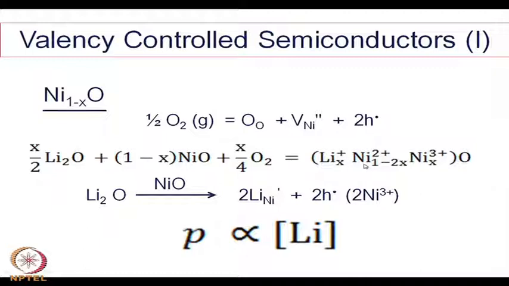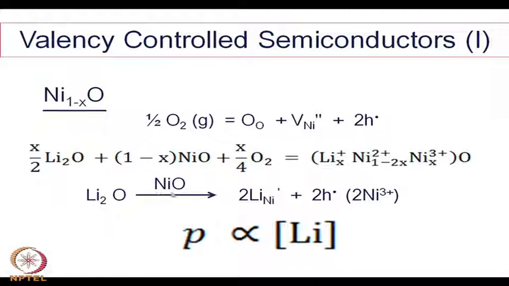nickel, and these are 2 plus. By adding x amount of lithium, x amount of nickel is converted from 2 plus to 3 plus. That is what we call controlling the valency from outside by adding certain alien-valent impurities like lithium.